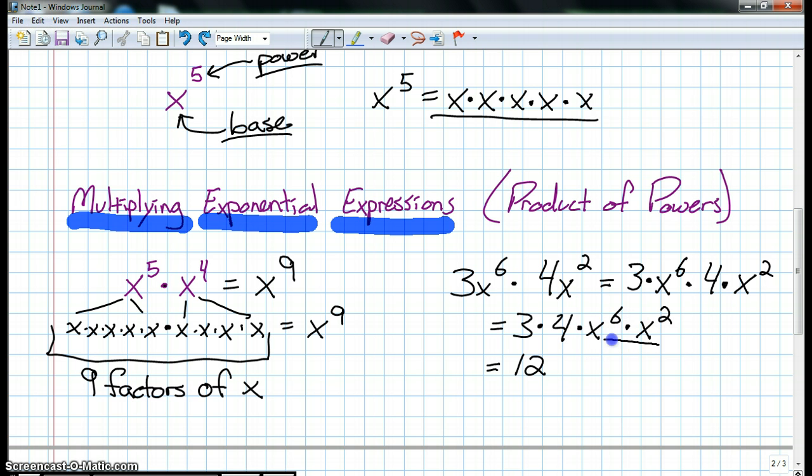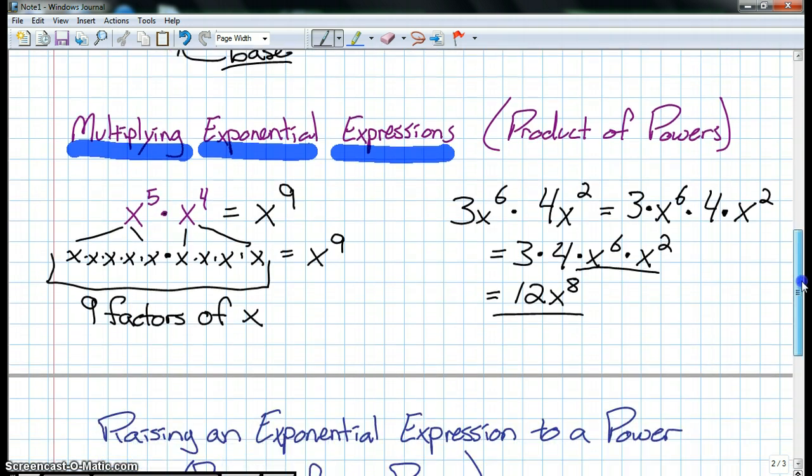x to the 6 times x to the second actually becomes x to the 8th, because again it tells us how many factors of x we have. We have 6 here, we have 2 here. We can add those powers together to become 12x to the 8th as our final answer.